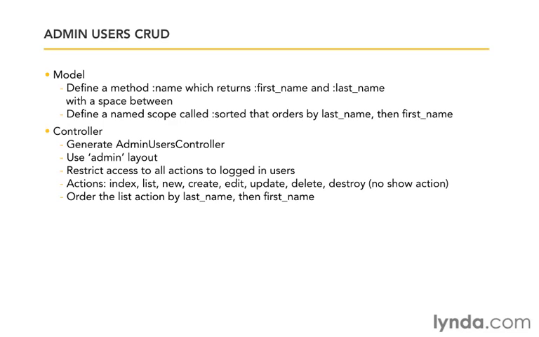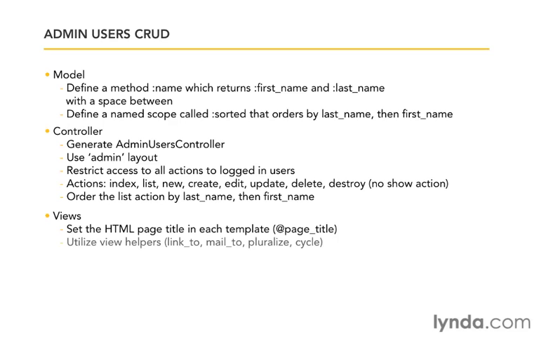The next stop after the controller is going to be the views. So in each one of the templates, set the HTML page title. You'll remember we had a variable called @PageTitle that we were using to do that. Utilize view helpers throughout your views. The ones that I'm going to use are link_to, mail_to, pluralize, and cycle. Certainly feel free to use others if you want and try other ones out, but see if you can work all four of those in there.